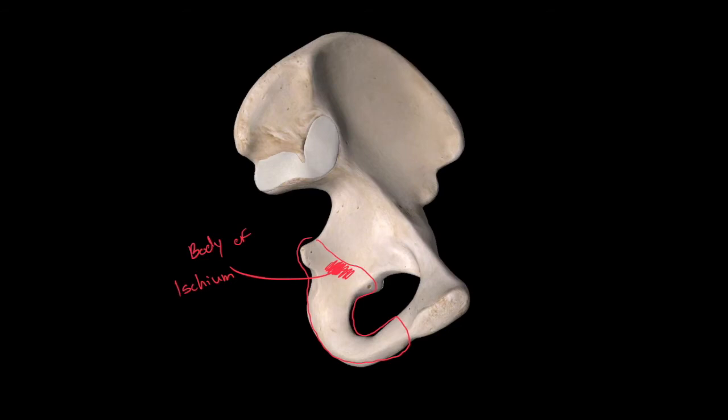This point right here is another spine. Remember how we talked about these spines right here? Well, this is the spine of the ischium. And since there's one, you can just put down spine of ischium.